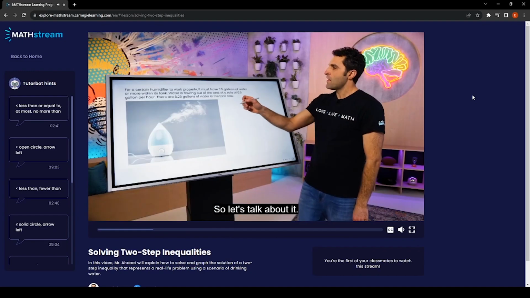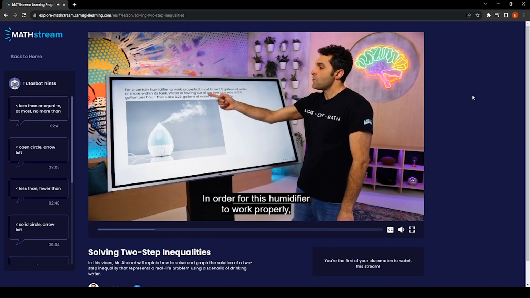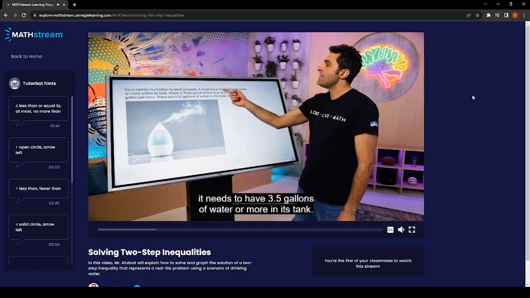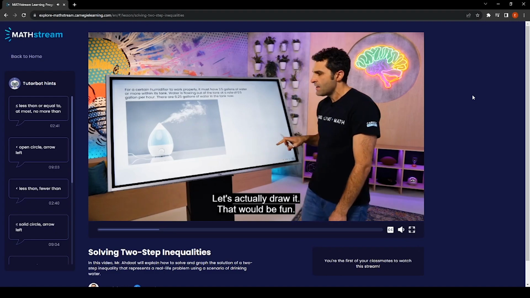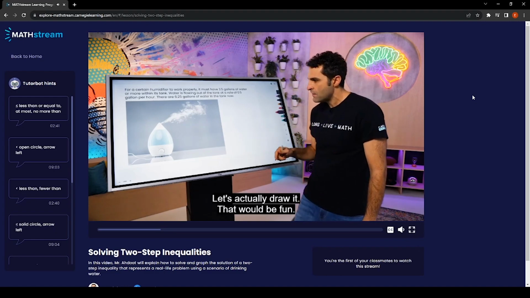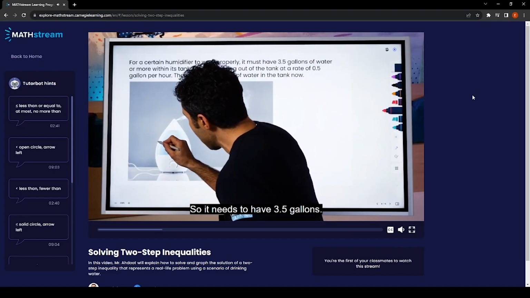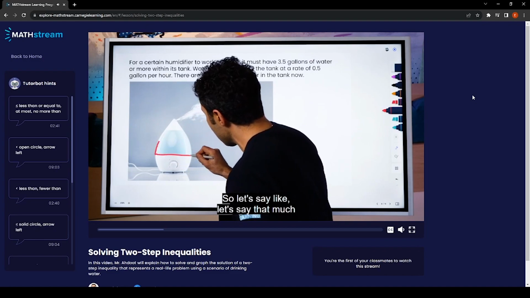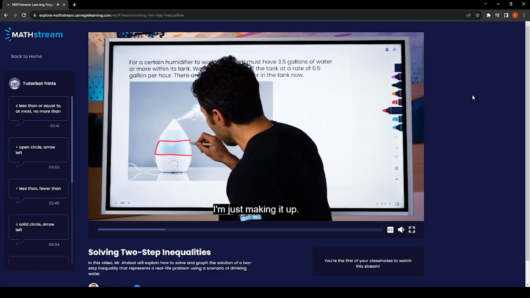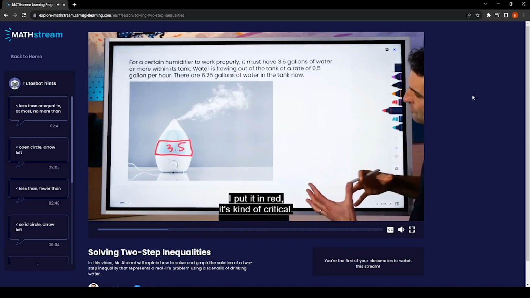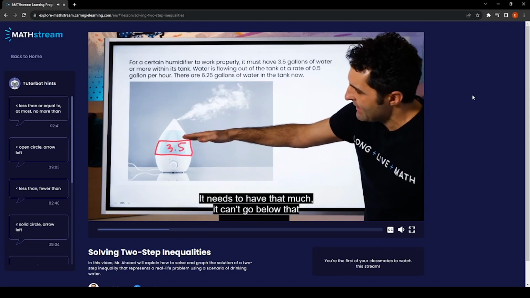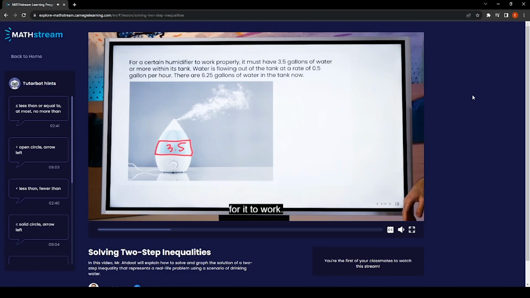So let's talk about it. In order for this humidifier to work properly, it needs to have 3 5/10 gallons of water or more in its tank. Let's actually draw it. So it needs to have 3½ gallons. So let's say that much. I'm just making it up. I put it in red, it's kind of critical. It needs to have that much. It can't go below that for it to work.